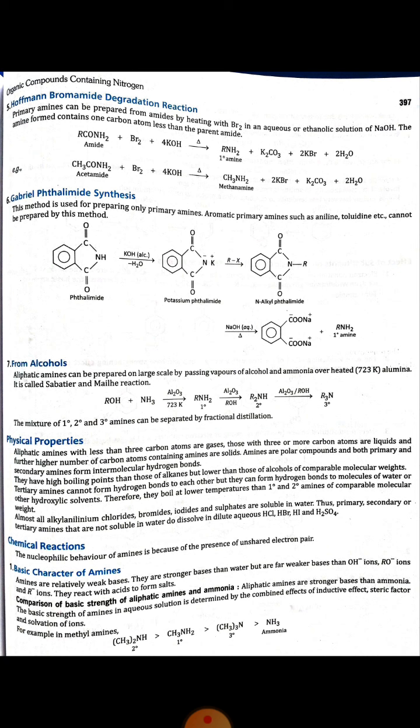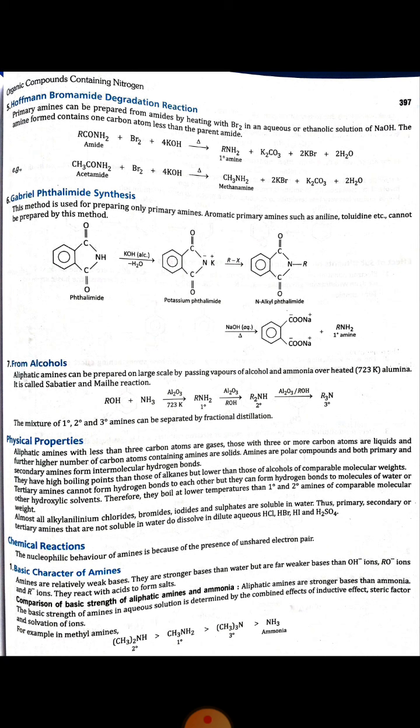The next reaction is from alcohol. When this alcohol ROH reacts with ammonia, there is a formation of a primary amine in the presence of aluminum oxide, that is Al2O3, at 723 Kelvin.